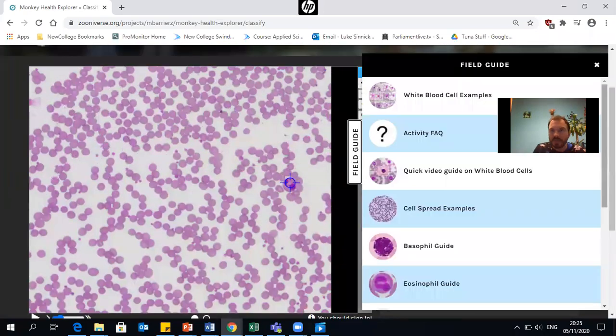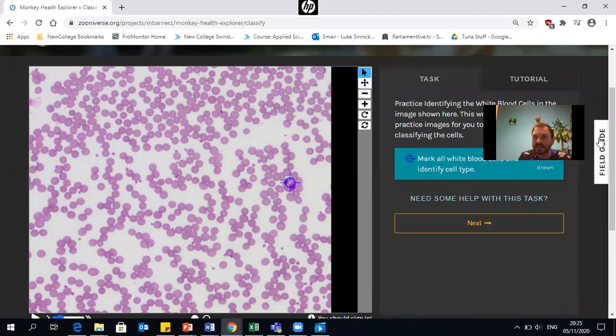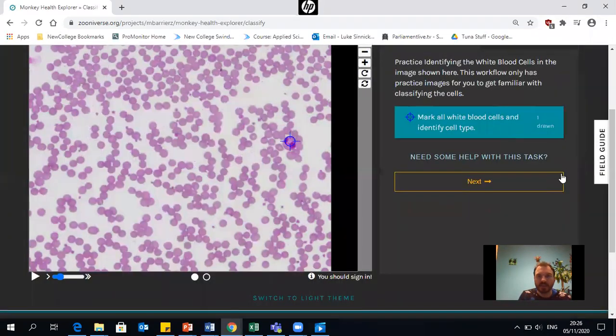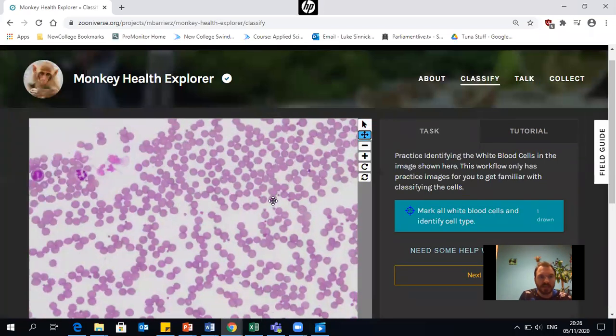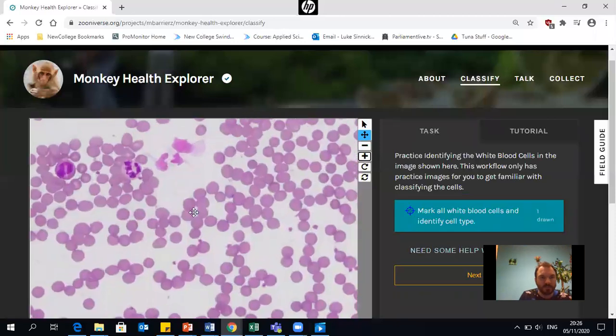and I click OK, and it's labelled that one as being a white blood cell. There's a field guide that can come up if you want to have a look more, and it's got a little guide to some of the different cells that you might find along there. So that's just on the tab on the right. I'm going to scroll across to see if I can find another cell, which is those 2 over here. Again, I'm going to zoom in a little bit more.